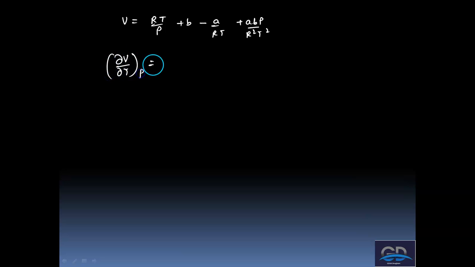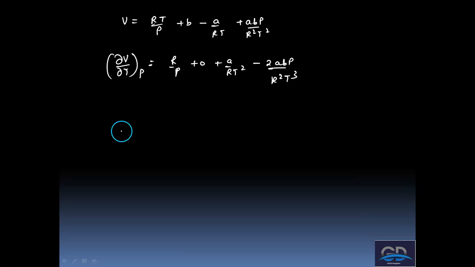So on putting that value, V comes out to be RT upon P plus B minus A upon RT plus ABP upon R square T square. Now if we differentiate this, because that is what we require in calculation of a Joule Thomson coefficient, this is R by P plus 0 because B is a constant plus A upon RT square minus 2ABP upon R square into T cube.